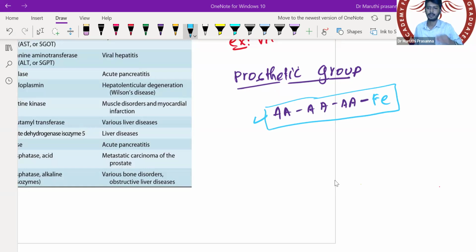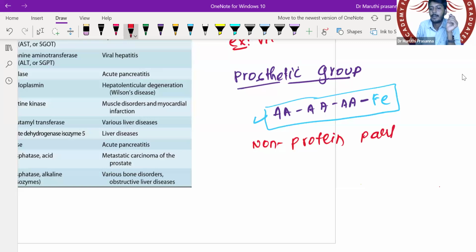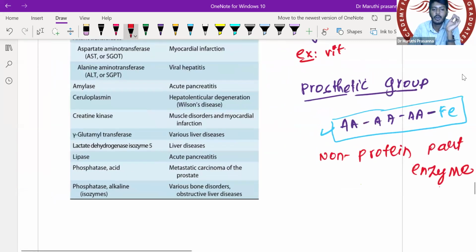No. The plots are not important. They are present within the enzyme. What is a prosthetic group? Non-protein part of the enzyme. The non-protein part of the enzyme is only called a prosthetic group.